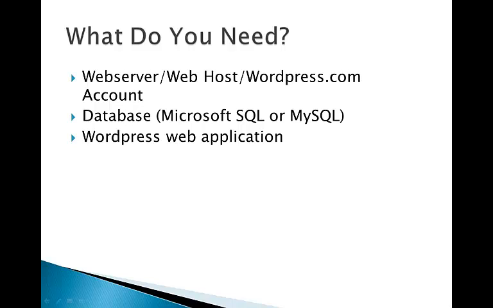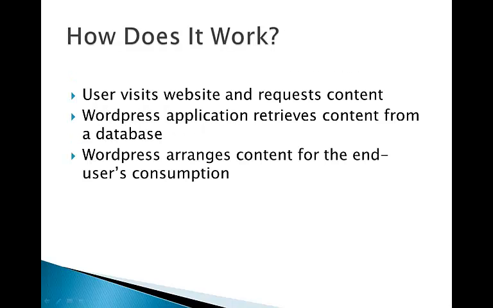On top of that, we also need the WordPress web application. We go to wordpress.org, different than wordpress.com. .com is the hosting. .org is where you can actually download all of the application files that you need to run your WordPress server. Okay? Pretty basic so far. Not too complicated.